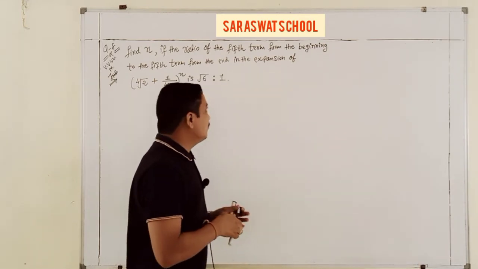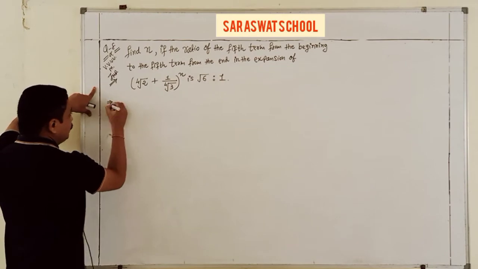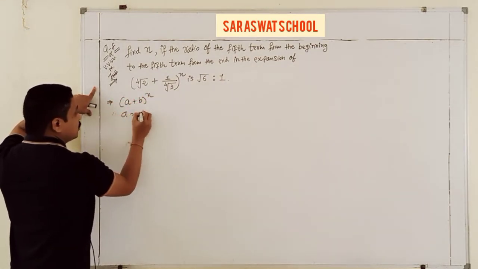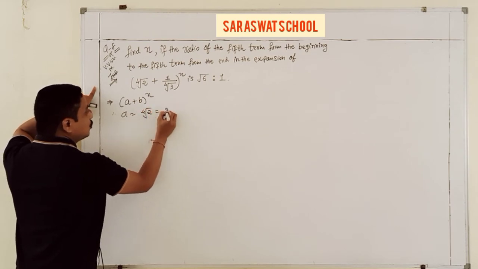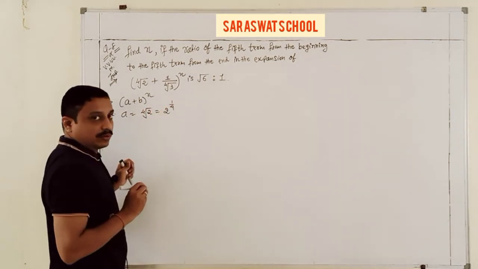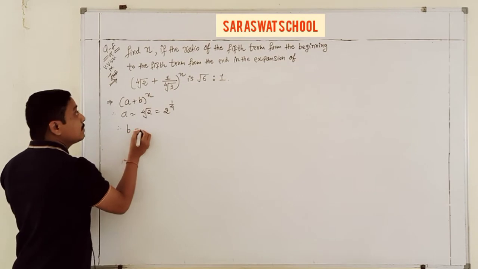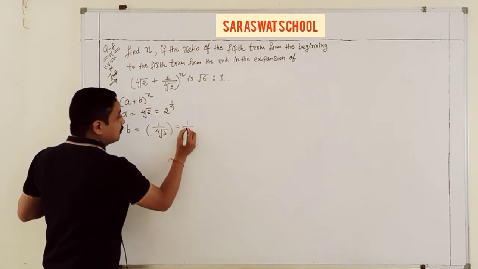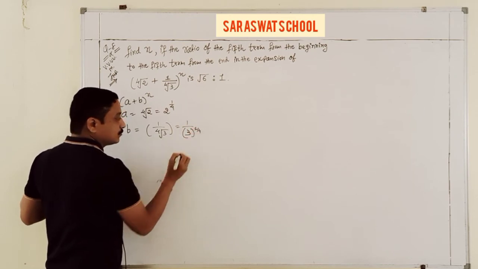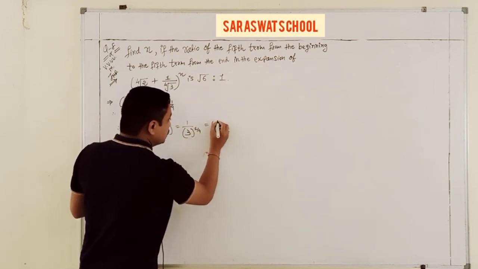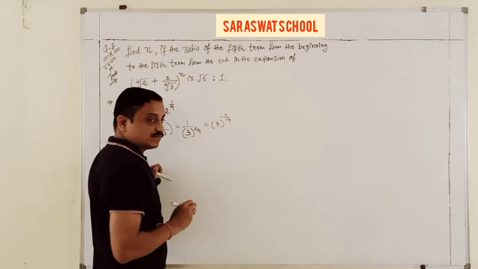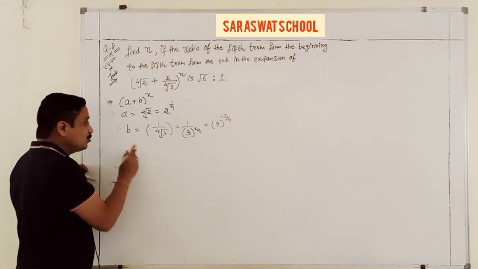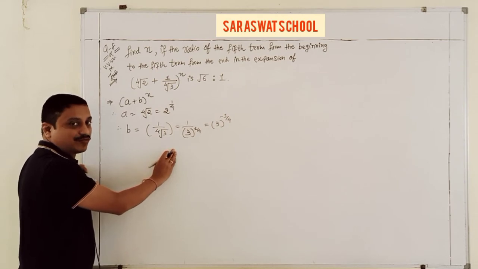First of all, I compare this with (a + b) raised to n. So what is a? The fourth root of 2, that is 2 raised to 1 by 4. And b is 1 by the fourth root of 3, indirectly 3 raised to minus 1 by 4. The power is n. Now I start with the total number of terms.